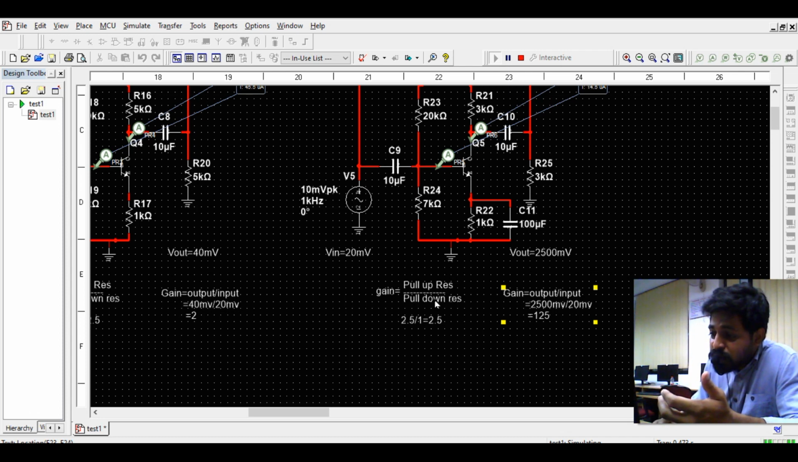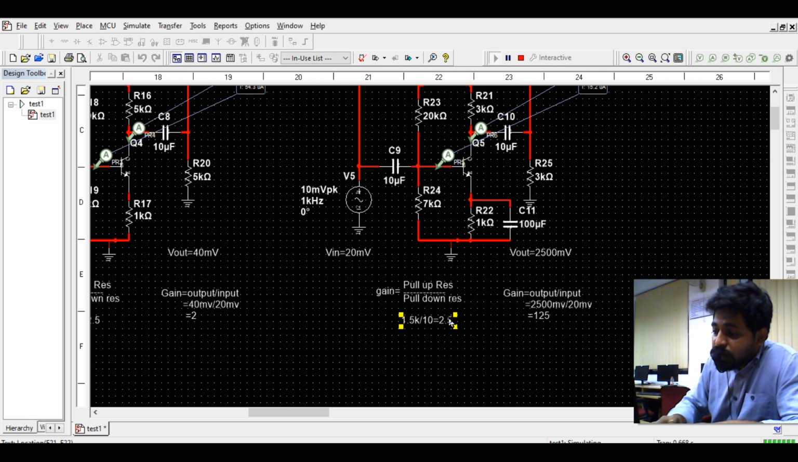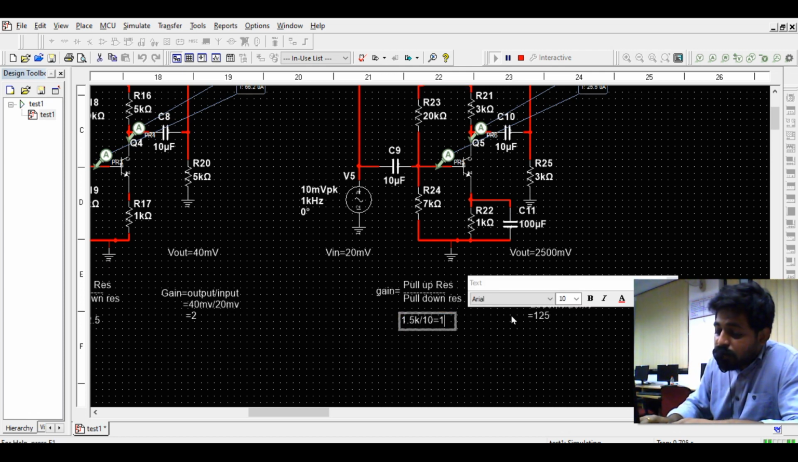This value is reduced to around 10 ohms. The pull down network value is reduced to 10 ohms because of the emitter resistance of the transistor. Once it is reduced to 10 ohms, 1.5 kilo ohms by 10 will be around 150. So we got around 125. If I update the values for reference, the pull up network value is 1.5 kilo ohms, and the pull down value is very small, around 10 ohms. So the gain of the circuit will be around 150.